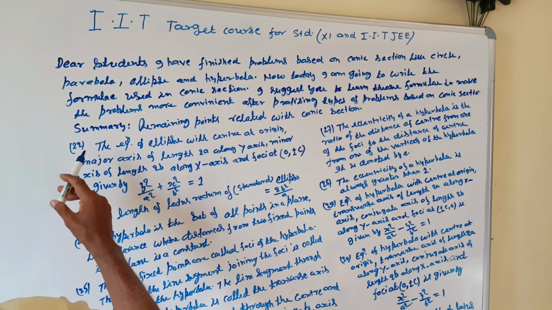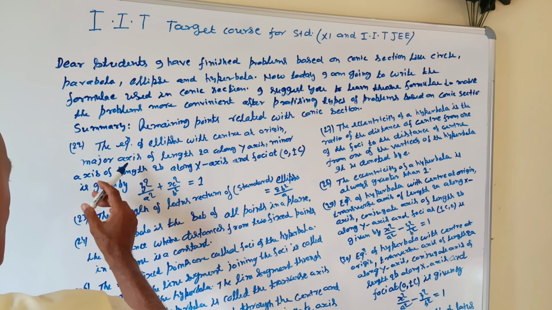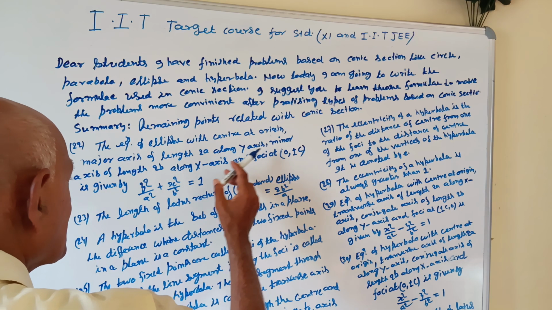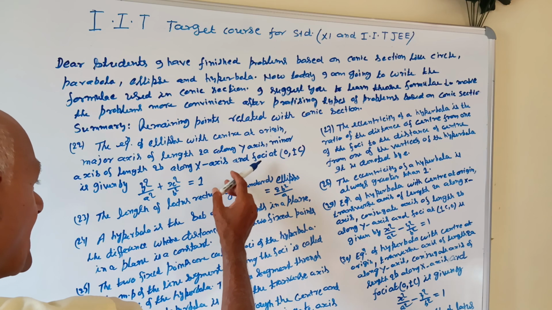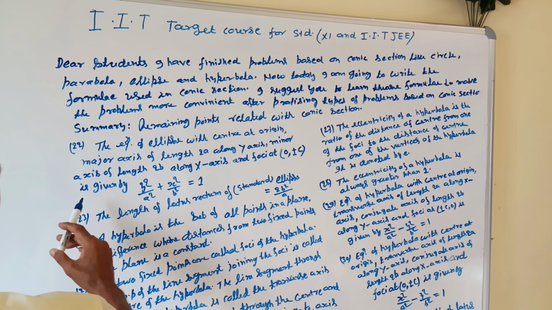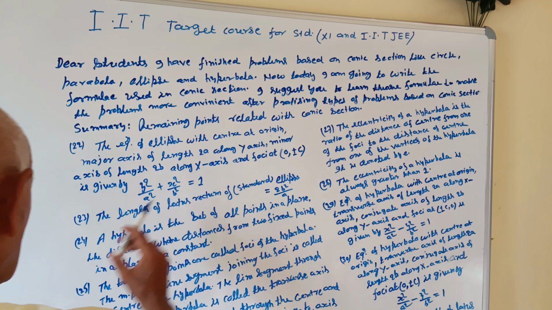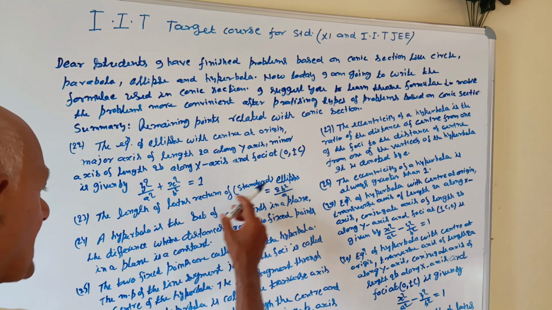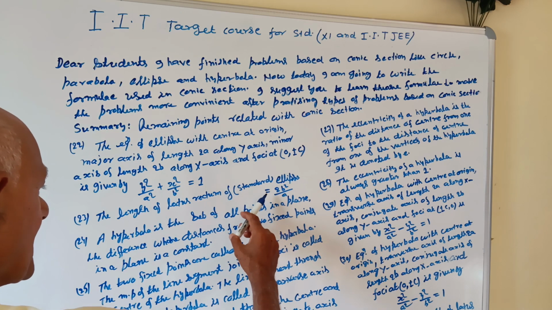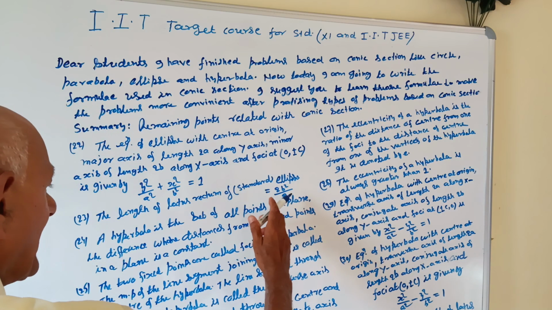Point 22: the equation of an ellipse with center at origin, major axis of length 2a along the y-axis, minor axis of length 2b along the x-axis, and foci at (0, ±c) is given by y square by a square plus x square by b square equal to 1. 23: The length of the latus rectum of a standard ellipse equals 2b square by a.